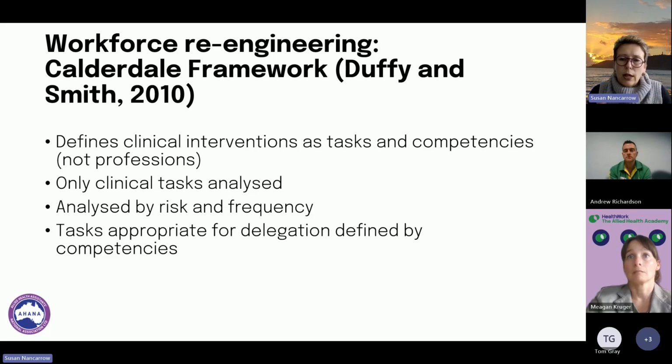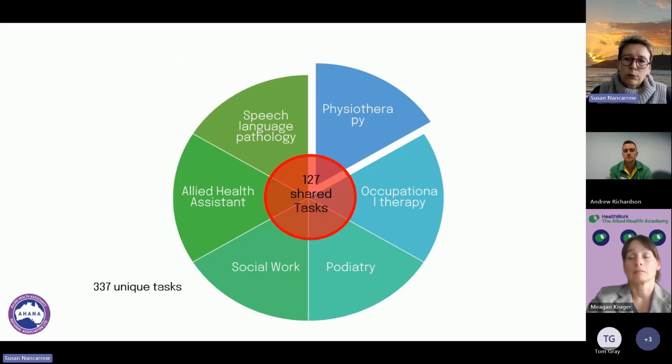And so it started to look at how the tasks of the workforce could match the needs in those rural and remote areas. There were 6 professions included in the scoping, and they identified 337 unique tasks, and I'll show you what those look like in a moment. And what was interesting, 127 of those tasks could be shared across all of those, or at least some of those professions straight away. Apologies for the formatting, it keeps going out. So you'll see that one of those groups was allied health assistants.